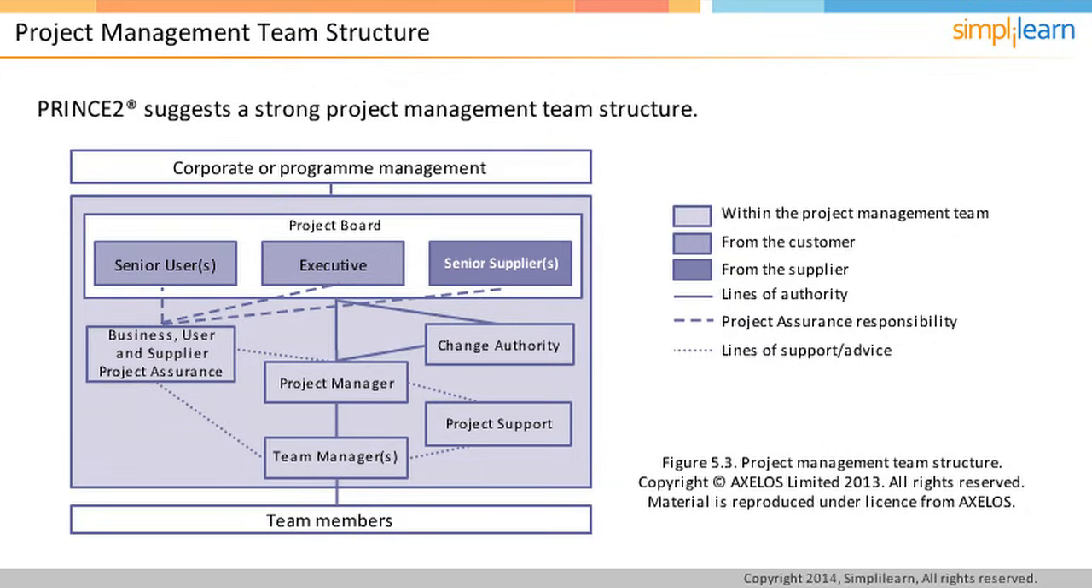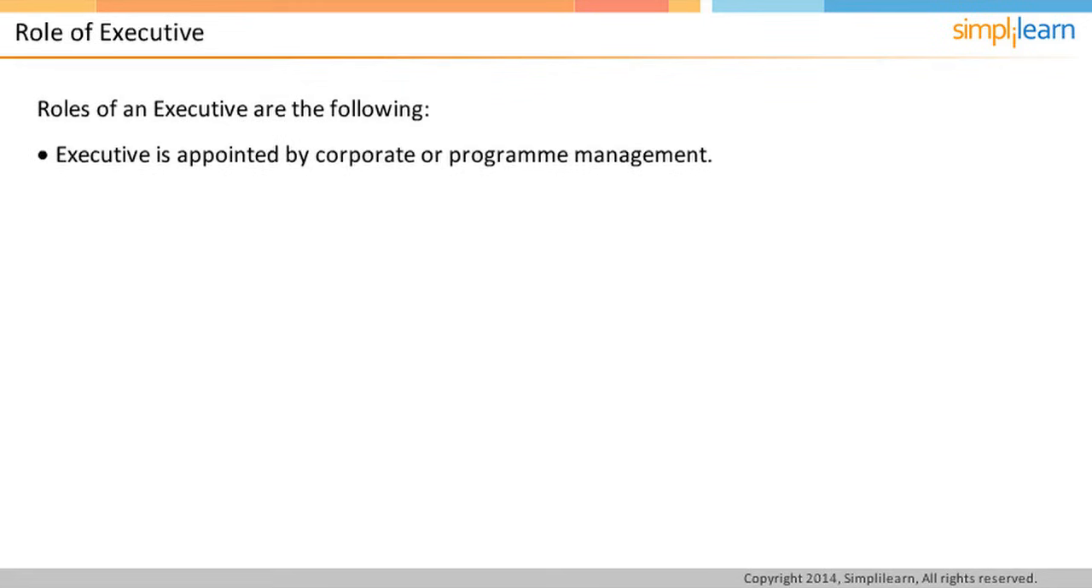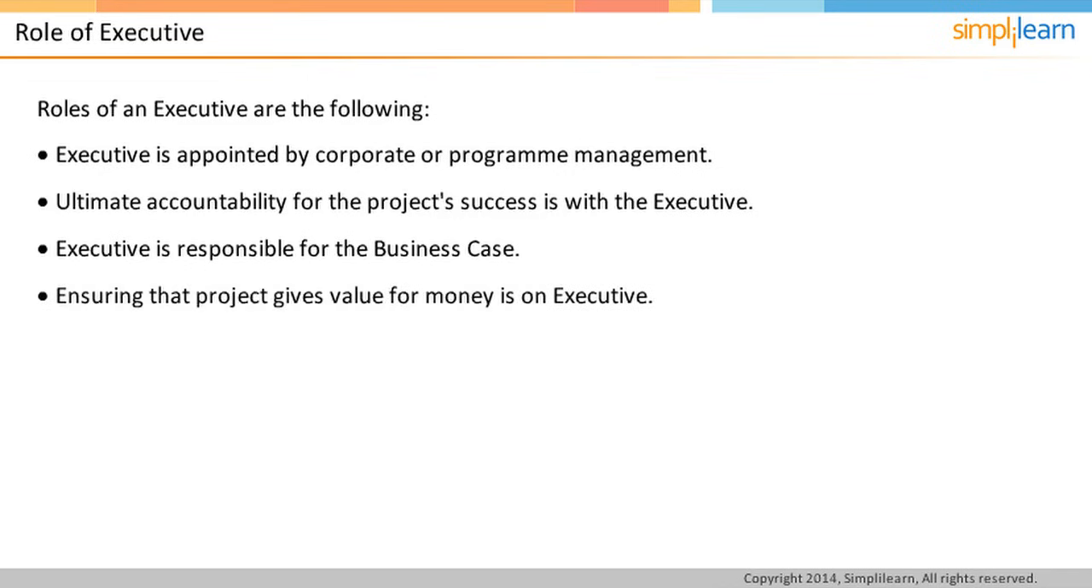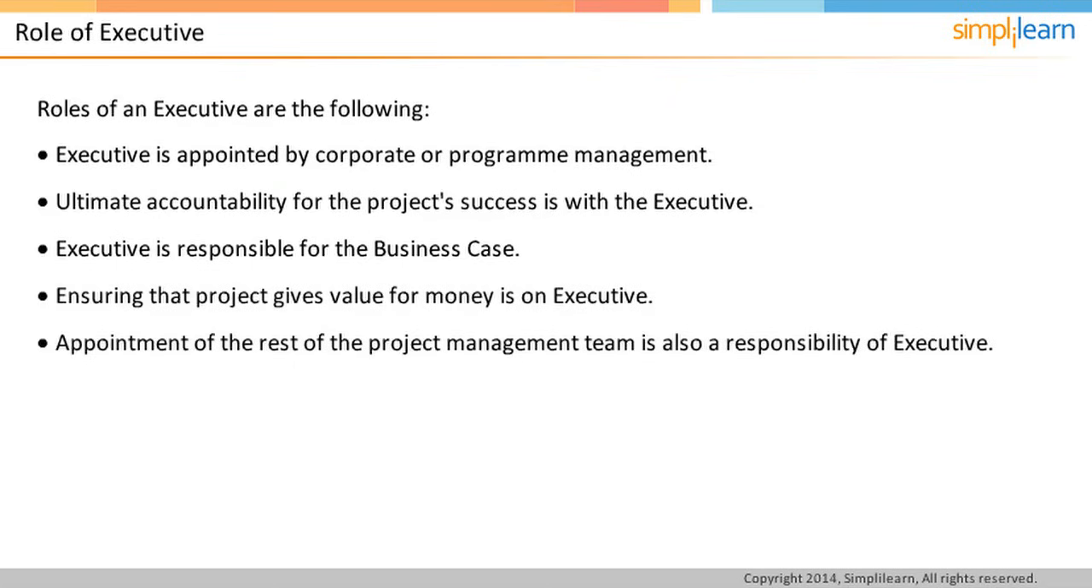The executive is appointed by corporate or program management and is ultimately responsible for the project's success. The executive is also responsible for the business case. The executive has to ensure that the project gives value for money and appoints the rest of the project management team, including the project manager. In the following screen, we will discuss the next role, which is project manager.